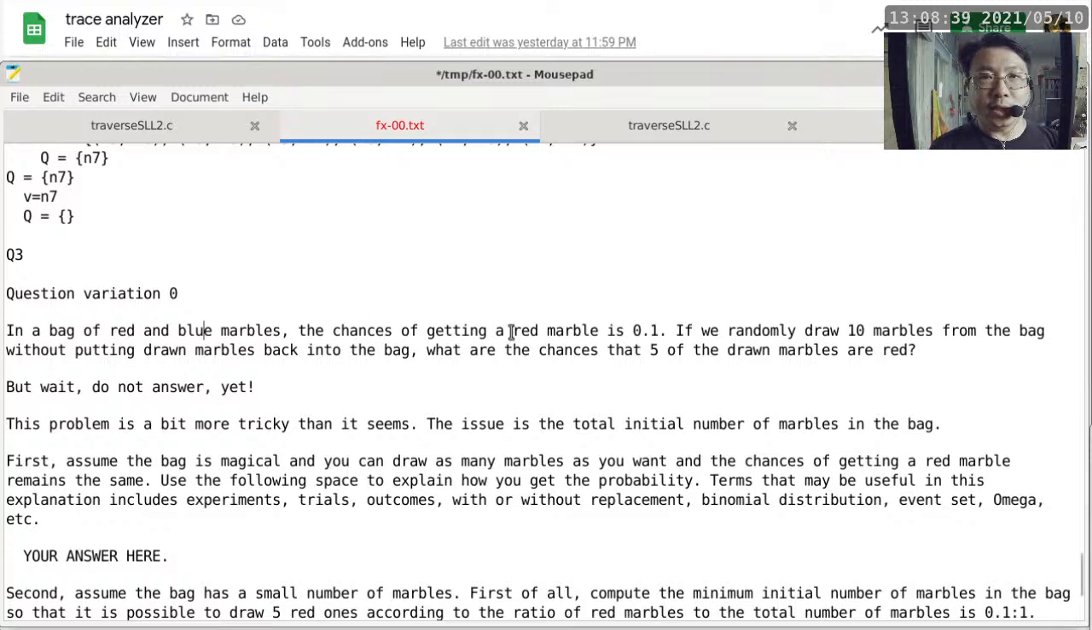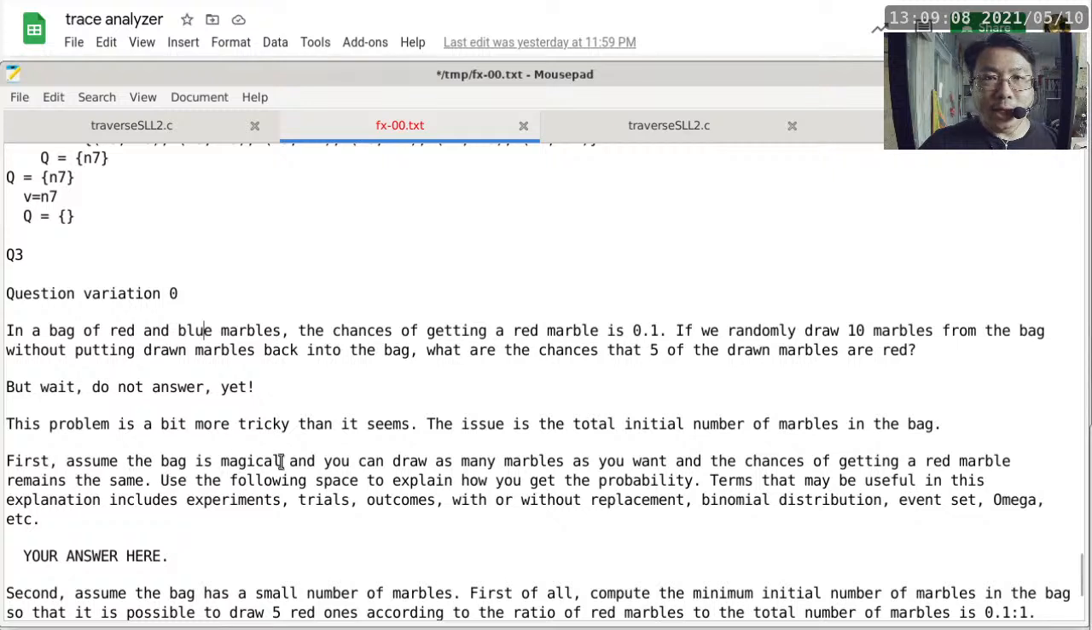The chances of getting a red marble is 0.1 if we randomly draw 10 marbles from the bag without putting drawn marbles back into the bag. What are the chances that 5 of the drawn marbles are red? But wait, do not answer yet. This problem is a little bit more tricky than it seems. The issue is the total initial number of marbles in the bag.